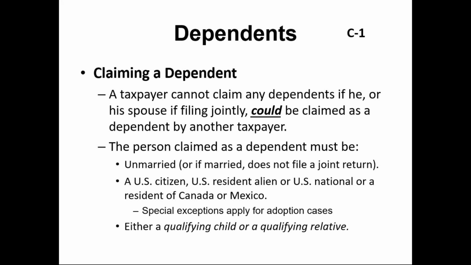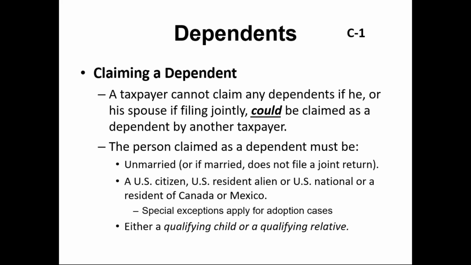So the person who's being claimed as a dependent must be unmarried, or if they're married, they cannot file a joint return. But if they're married and they file a joint return, it's only for the purpose of getting a refund. So one of the things you'll find quickly about tax law is there'll be a rule, then there'll be an exception, then there'll be an exception to that exception, and then they'll give you some definition that doesn't really make a lot of sense, which is why we try and clarify it here for you. But in general, the dependent cannot be married. So that's one of the first things we take a look at.